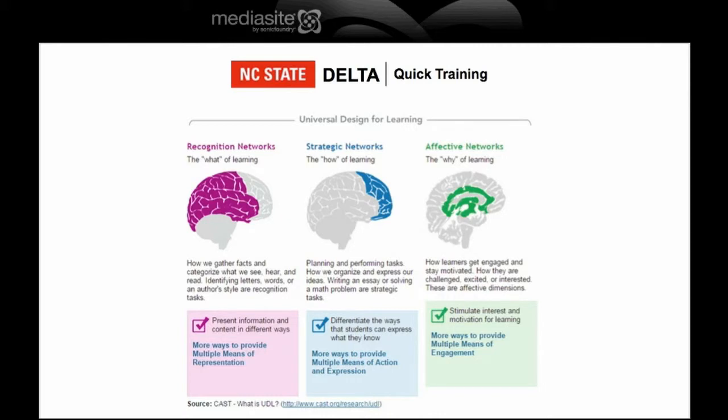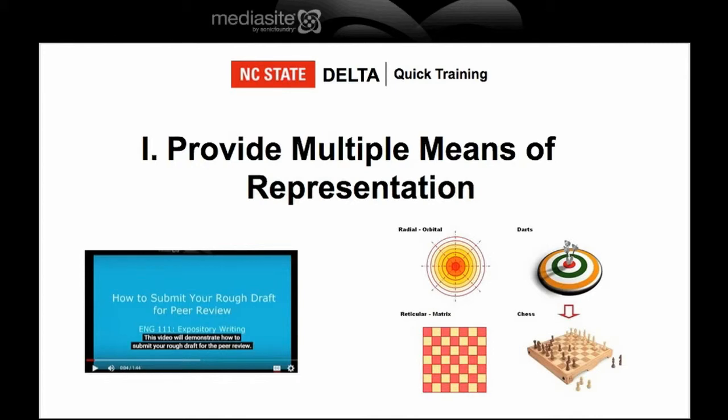UDL has three main principles, which are each broken into checkpoints. The first principle of UDL is to provide multiple means of representation, which is the what of learning. In particular, the checkpoints under this principle focus on providing options for ways learners perceive and comprehend information. These range from including captions on videos to assist students learning vocabulary, who are in a noisy environment, whose first language is not English, or who are hearing impaired, to using images or analogies to explain complex concepts.